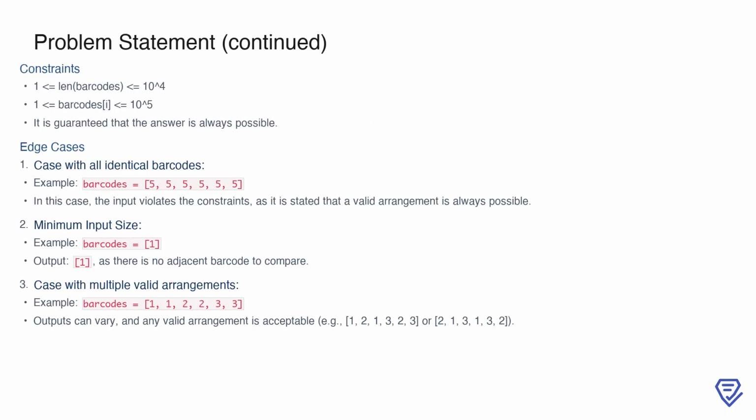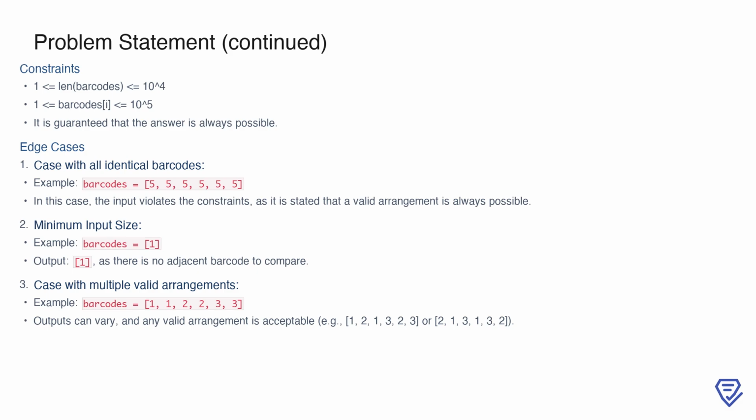Finally, let's go over the constraints and edge cases. The length of the barcodes array can be as small as 1 and as large as 10,000, while each barcode value ranges from 1 to 100,000. It is guaranteed that a valid arrangement is always possible, meaning no input will violate this condition.